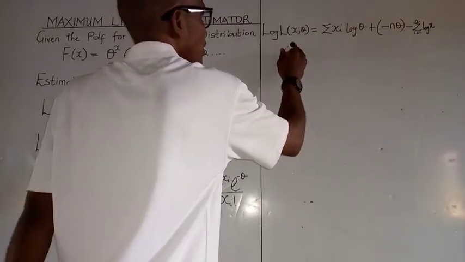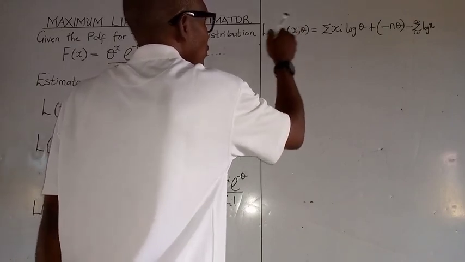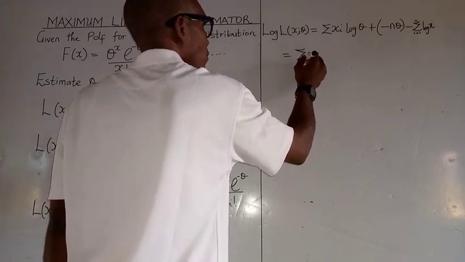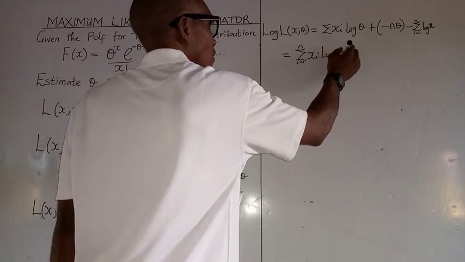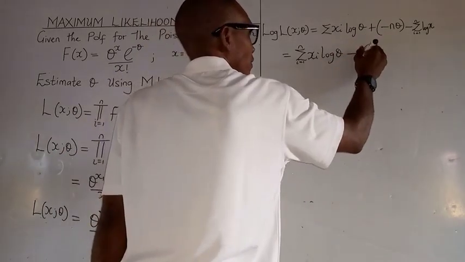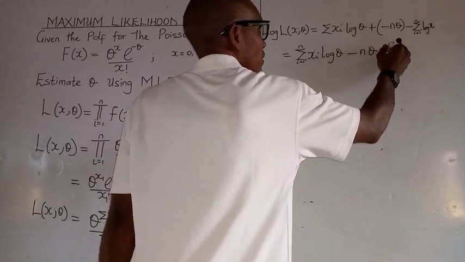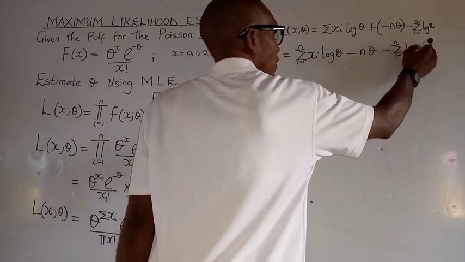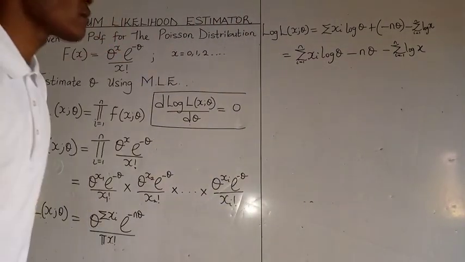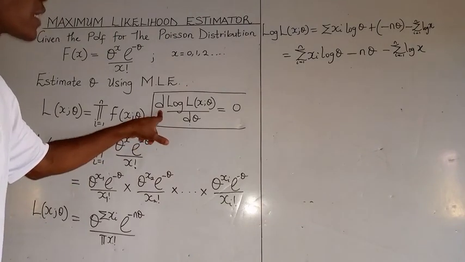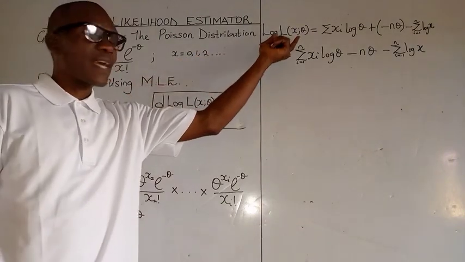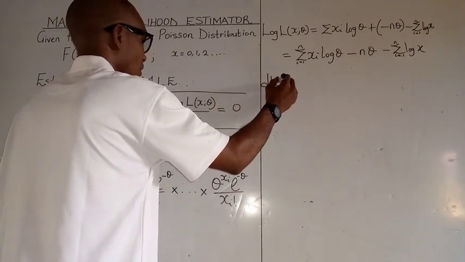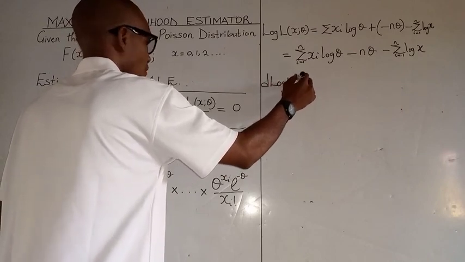If you want to rearrange this, the log of the likelihood function will give us summation of xi, i ranging from 1 to n, log theta, minus n theta, minus summation of i ranging from 1 to n log of xi factorial. So all we need to do is to take the differential of the likelihood function. If we take the differential, we get something like this.